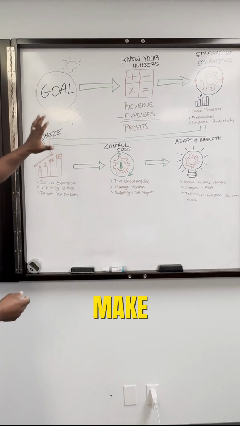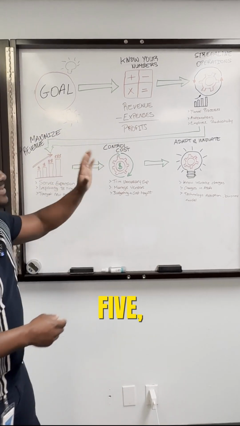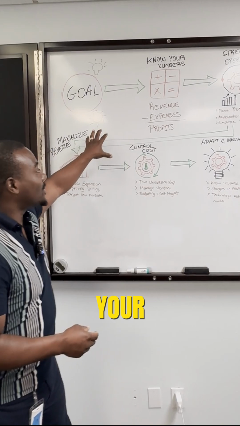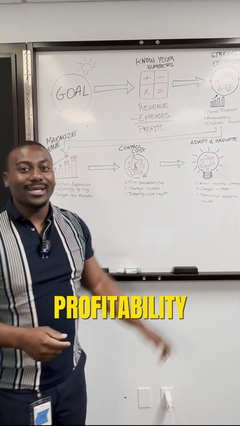So I hope these make sense. We have 1, 2, 3, 4, 5, 6 different steps in your cycle to seeing more profitability in your business.